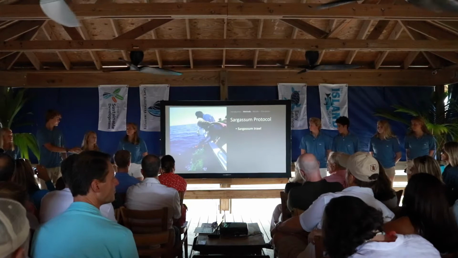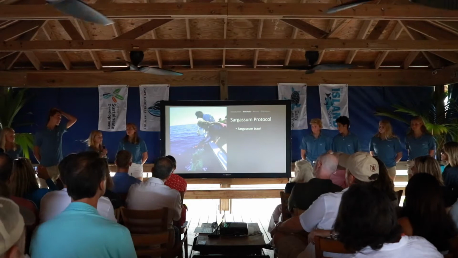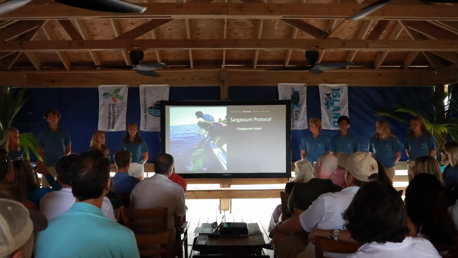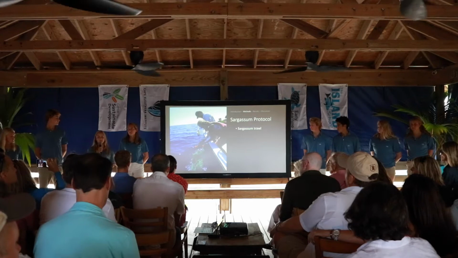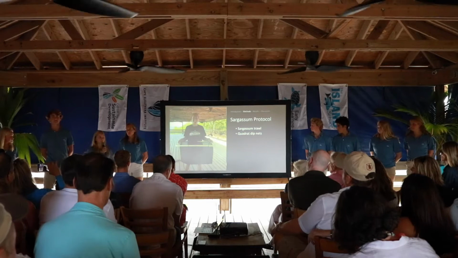For our sargassum project, we have a certain protocol we use to collect sargassum. What this looks like is using a sargassum trawl, which is essentially a large net that we drag from behind a boat to collect sargassum out in the ocean. Our control is comparing the biodiversity that's out in the open ocean to how much biodiversity there is in sargassum patches. We also use quadrat dip nets, which are square nets to scoop up sargassum.